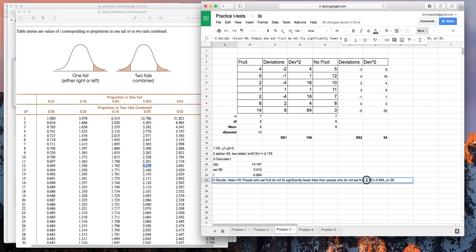Now, technically we would italicize t and p to be in proper APA style and put a period after 0.05. And that is a nice summary for problem 3. I'll be back in a moment with problem 4.